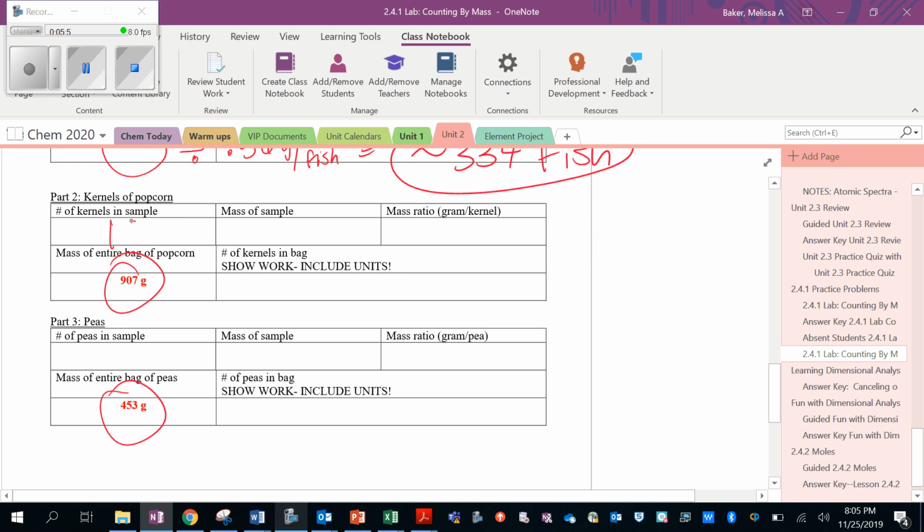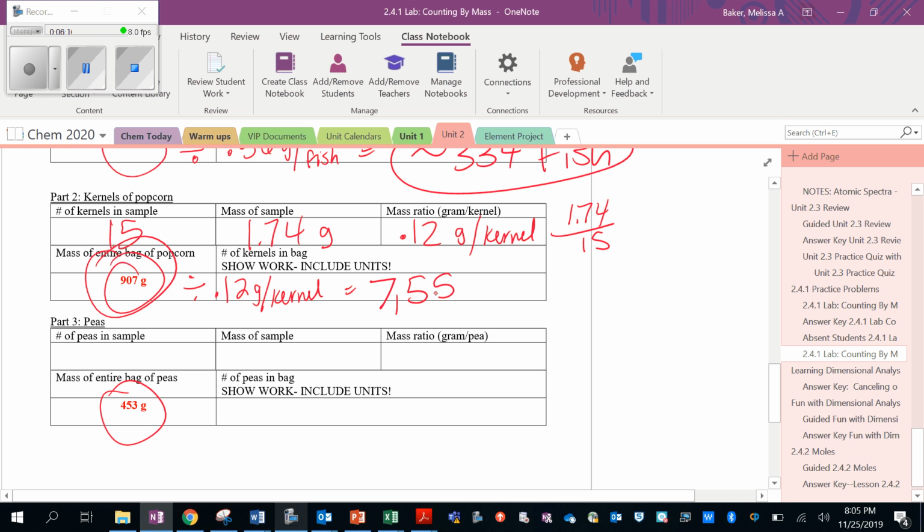Okay, and then let's say you count out 15 kernels of popcorn and they weigh 1.74 grams. The mass ratio, 1.74 divided by 15, comes out to be 0.12 grams per kernel. And if an entire bag weighs 907 grams, divide that by the 0.12 grams per kernel, and that comes out to be about 7,558 kernels of popcorn. It's a lot of pieces of popcorn.